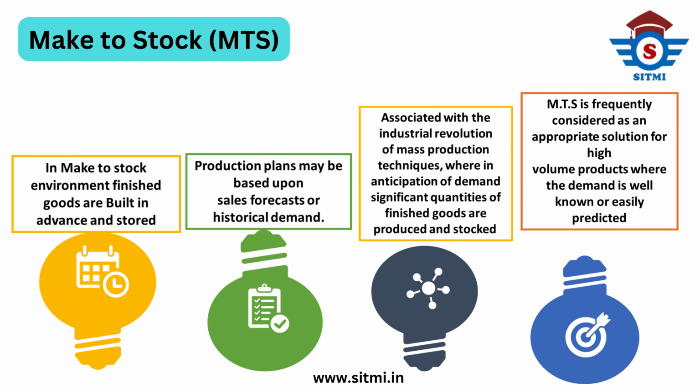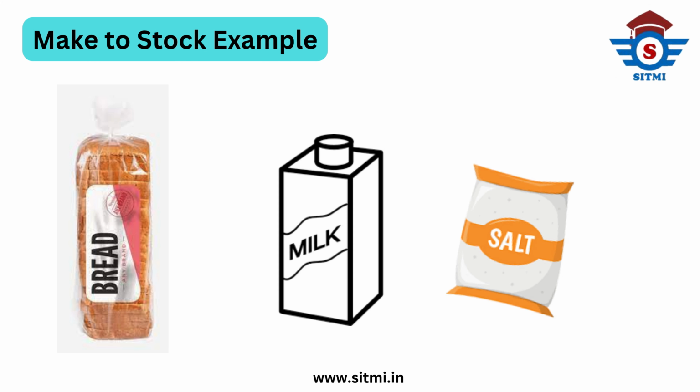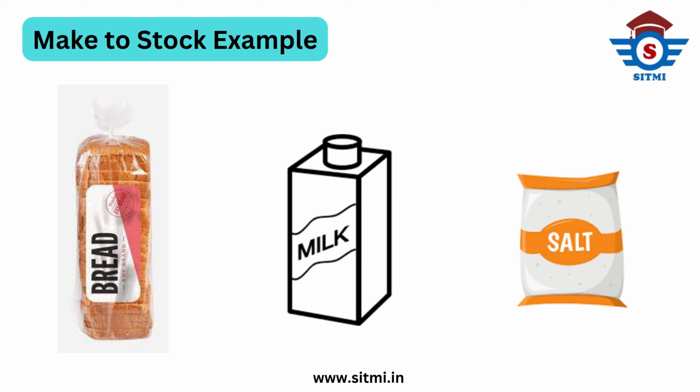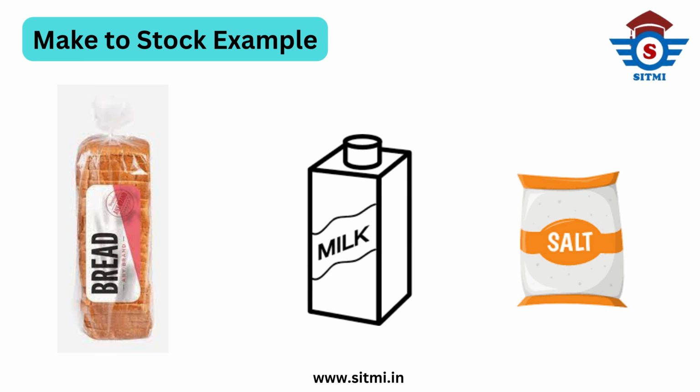Make to stock is frequently considered an appropriate solution for high volume products where the demand is very well known or easily predicted. A simple example of MTS can be a packet of bread, a packet of milk or a packet of salt, which is readily available in the grocery store even before a customer's order is received.